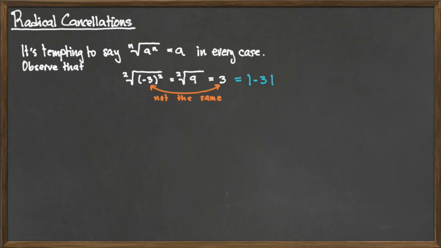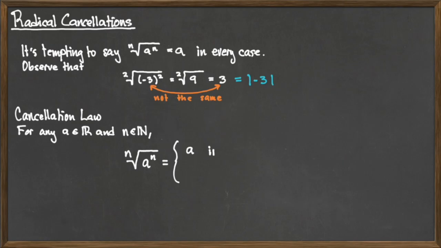So, we do have a cancellation law. For any real number a and any natural number n, the nth root of a to the n equals a if n is odd, and the absolute value of a if n is even. The thing about this cancellation law is that it looks harder than it actually is. It's telling us that whenever I have matching exponents and indices, I do get a cancellation. It's just that my final answer might have absolute value bars on it if my index and my powers are both even numbers. But when they're odd numbers, I don't have to worry about it.